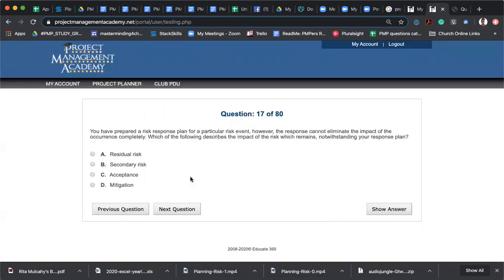Okay, so you've prepared a risk response plan for a particular risk event. However, the response cannot eliminate the impact of the occurrence completely. Which of the following describes the impact of the risk which remains notwithstanding your response plan? A, residual risk. B, secondary risk. C, acceptance. D, mitigation. Okay, let me read this again. A particular risk, eliminate the impact of the occurrence completely.